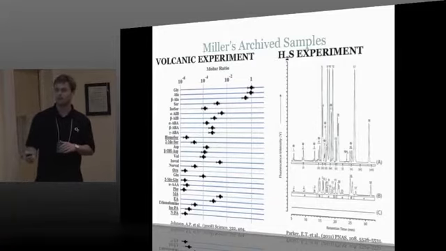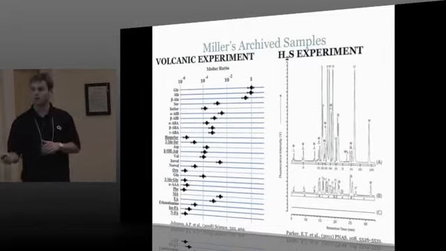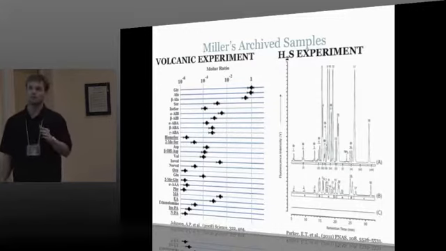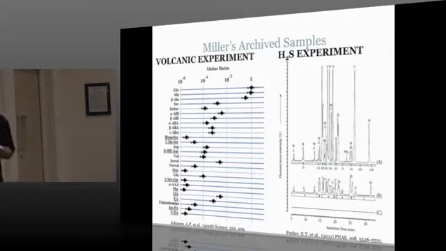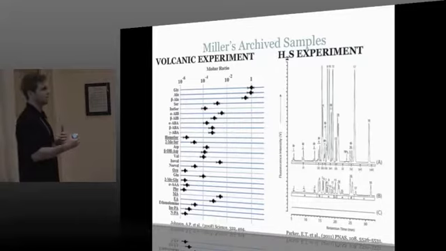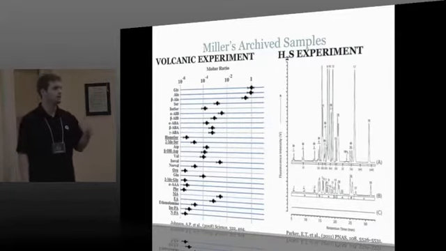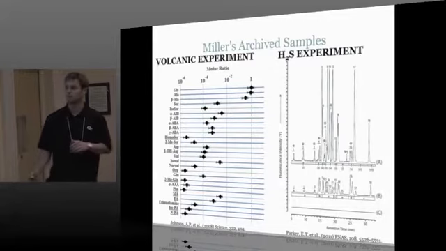And what you can see from the analyses of these samples that he produced is that you get a great range and abundance of compounds that are produced by this experiment. Interestingly enough, only a handful of these were actually detected by him when he first analyzed these samples himself, but over 5 times as many can be detected today. That speaks to the analytical achievements of the past 60 years or so.